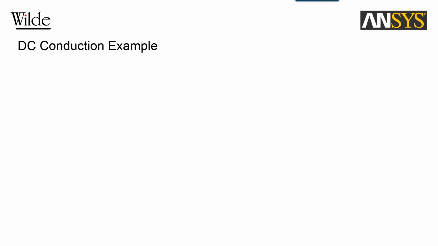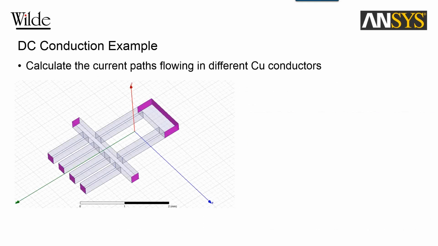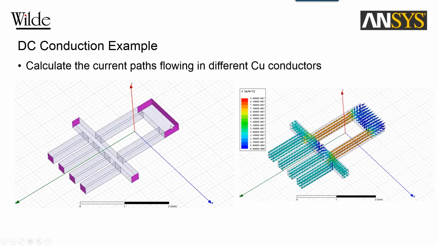Okay, a simple DC conduction example over here is a copper assembly. I'm introducing electric current at these faces, and I've got a sink through which current exits. And that is our typical current density vector plot that most people are interested in. And that's what you get.